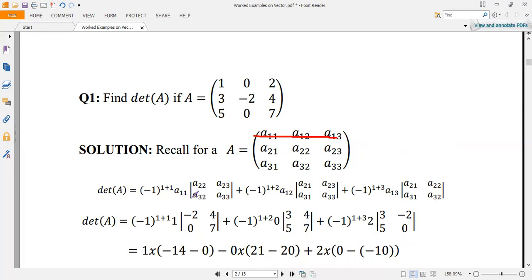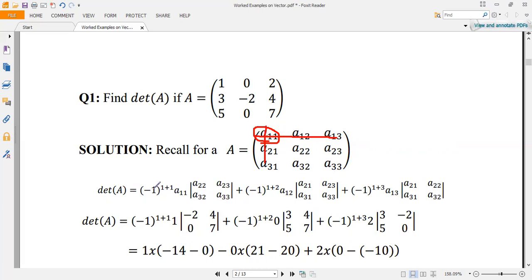We take A11 times its cofactor, where the cofactor of an element is minus 1 to the power of its position, here 1 plus 1, times the minor. The minor is obtained by cancelling the row and column that contain the element. For instance, the minor of A11 is found by cancelling its row and column, and the determinant of the other part is the minor.